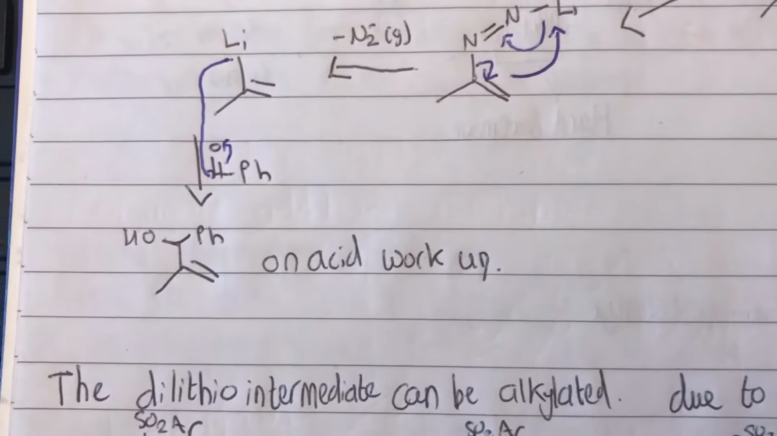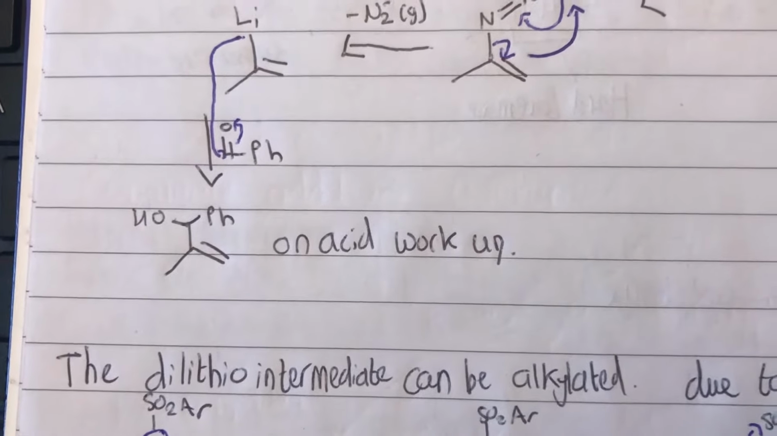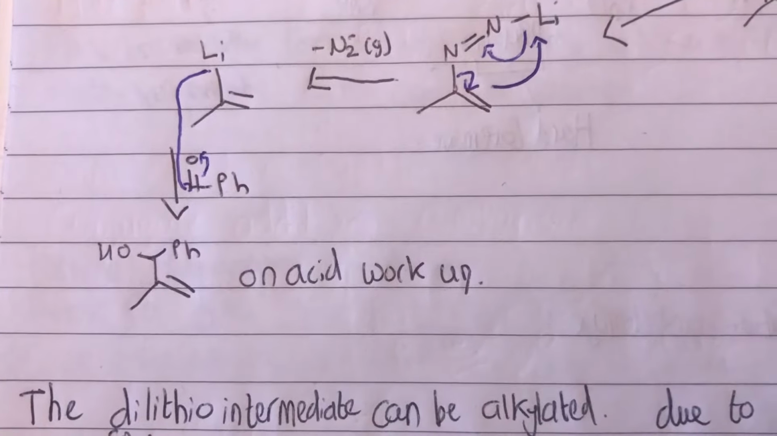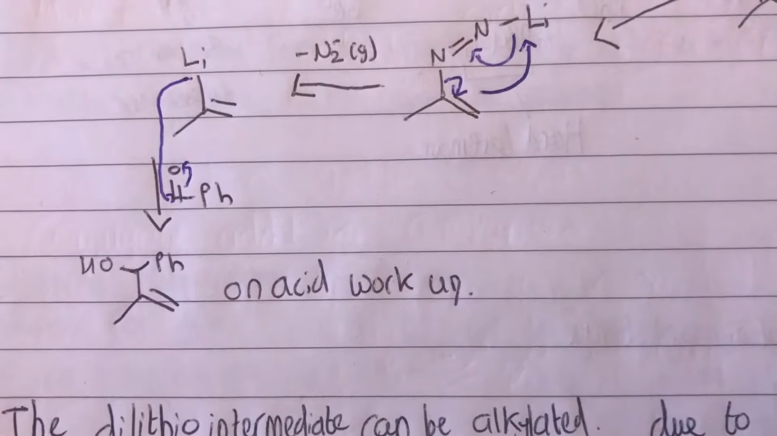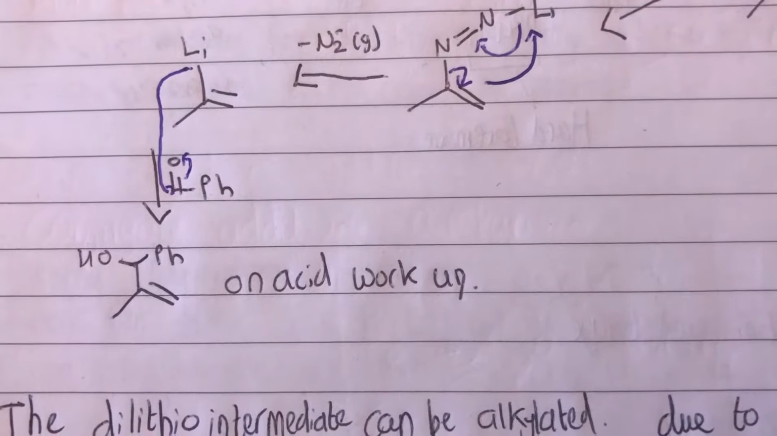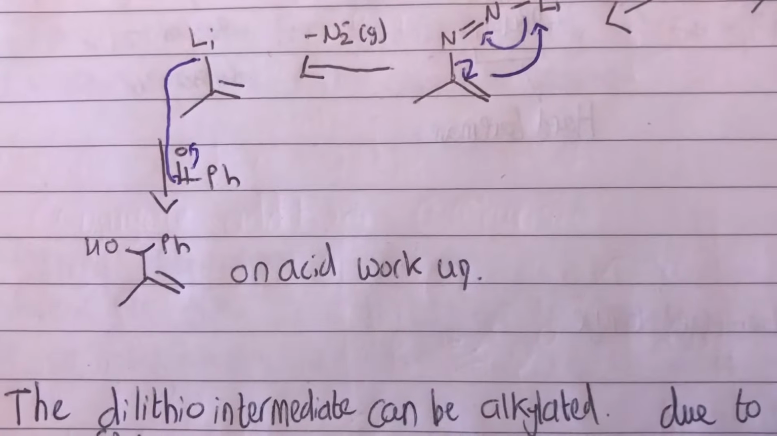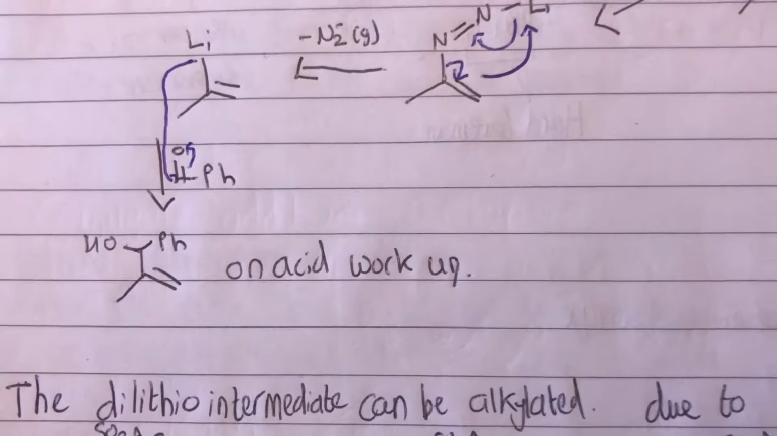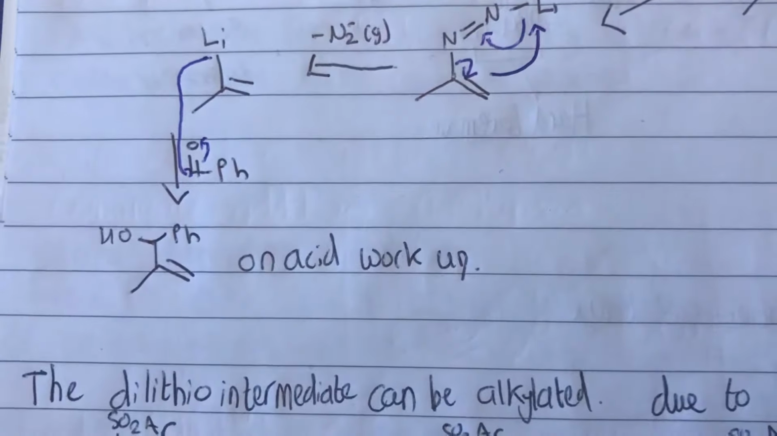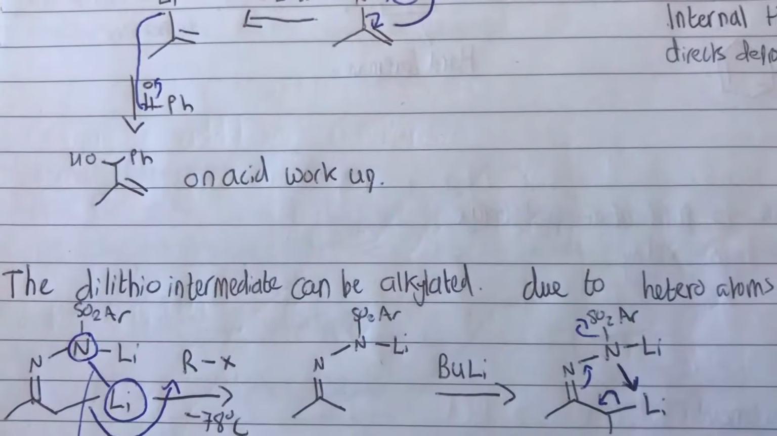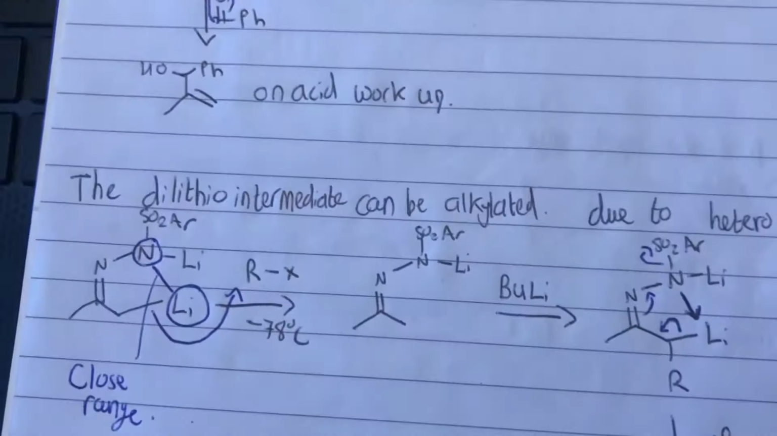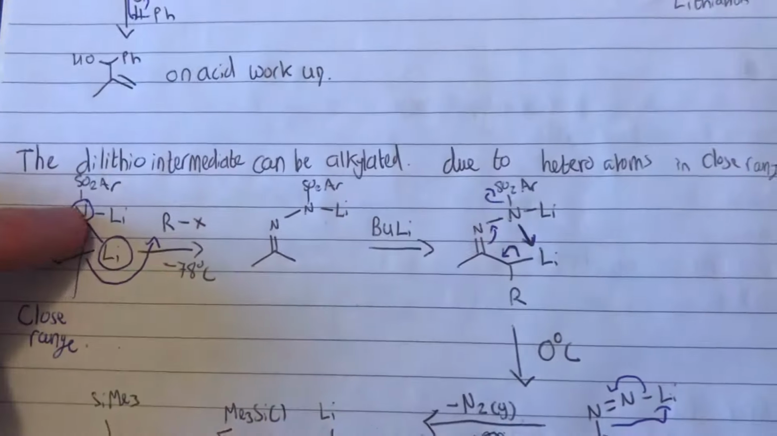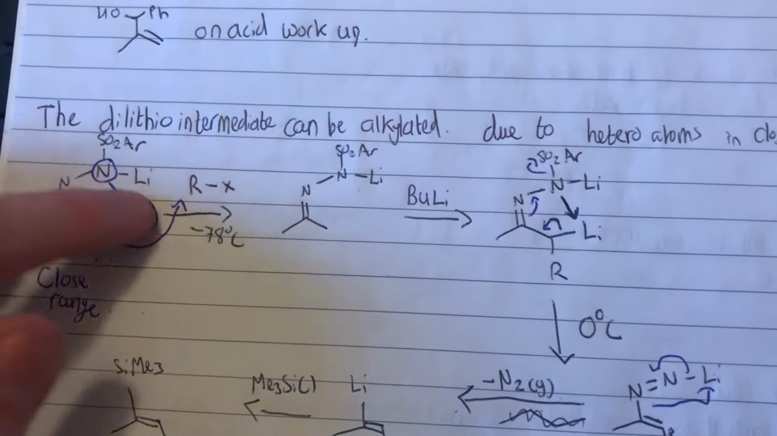And then it's pretty much the same as what we had in the last video where we did the halogen lithium exchanges. The lithium can then attack an aldehyde and move the electrons onto the oxygen of this aldehyde, attacking in the least sterically hindered position again, and once that happens we form this product here on acid workup. So the dilithio intermediate, which is this here, can be alkylated due to heteroatoms in close range.